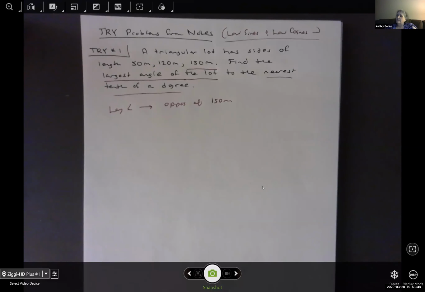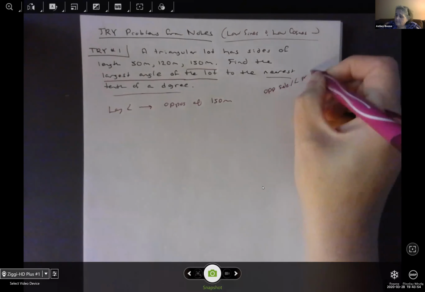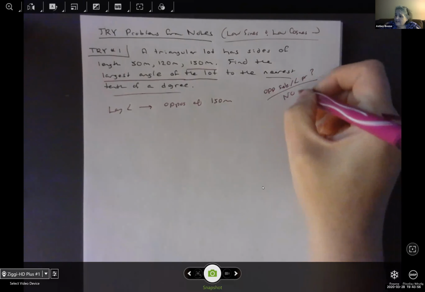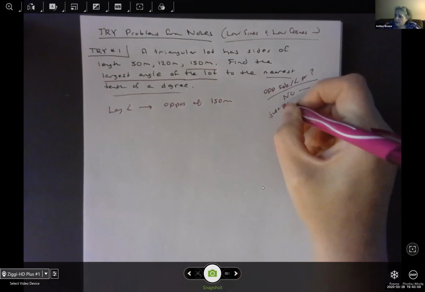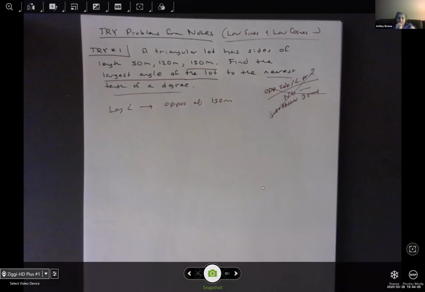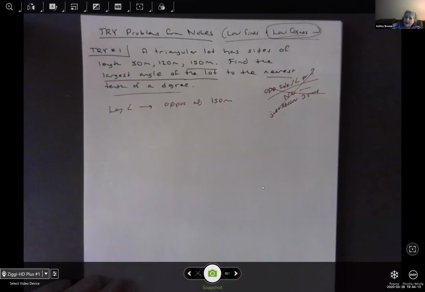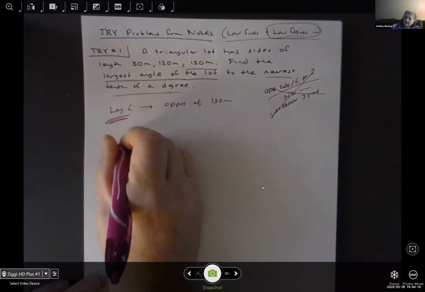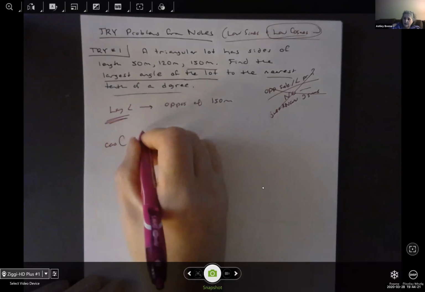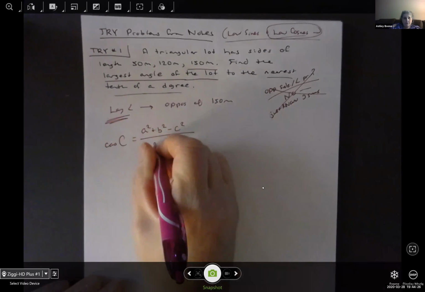Do I have an opposite side angle pair? No, I don't. I just know 3 sides. I don't know any angles at all, so I can't have an opposite angle side pair. So I can't use law of sines. I'm going to need law of cosines for this problem. I'm trying to find an angle. So I'm going to use the form that says the cosine of C is equal to a squared plus b squared minus c squared over 2ab.